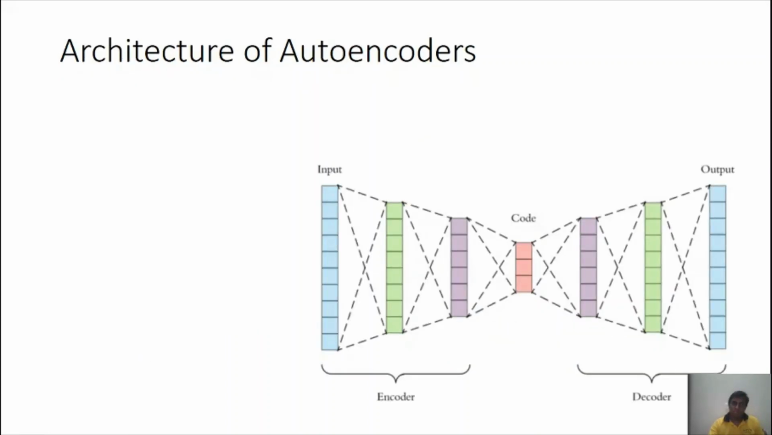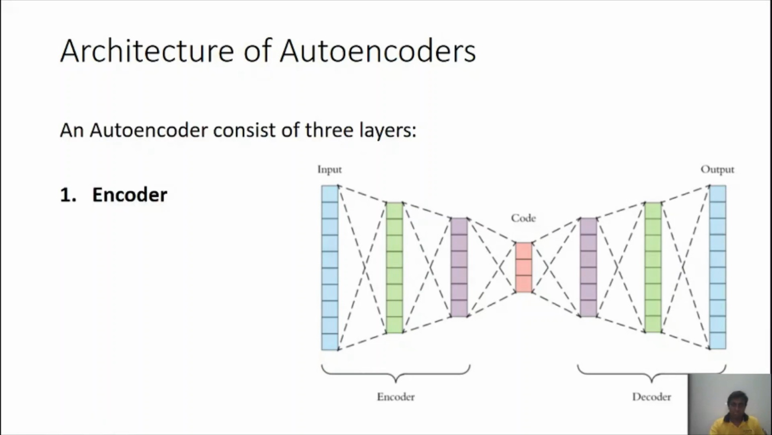Now we go to the architecture of autoencoders, and as you can see, the architecture of autoencoders includes three sections. First one is the encoder section, second one is the code section, and the third one is called the decoder section. So the first layer is the encoder layer, then code, and then decoder.